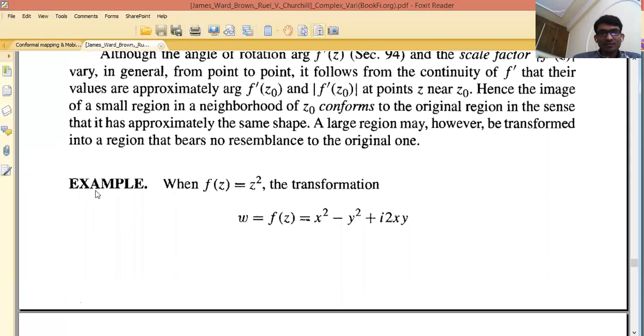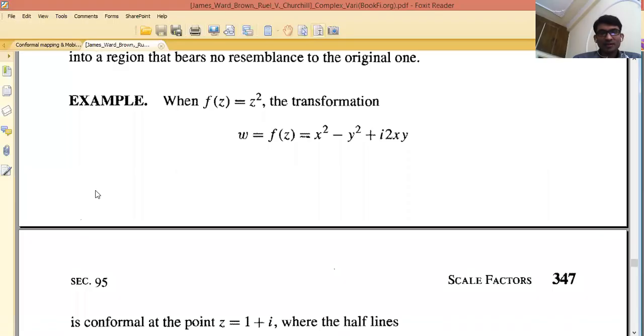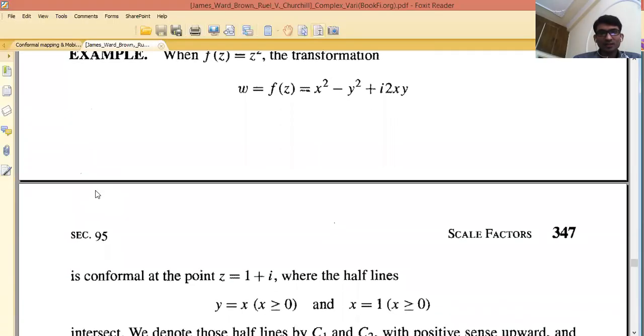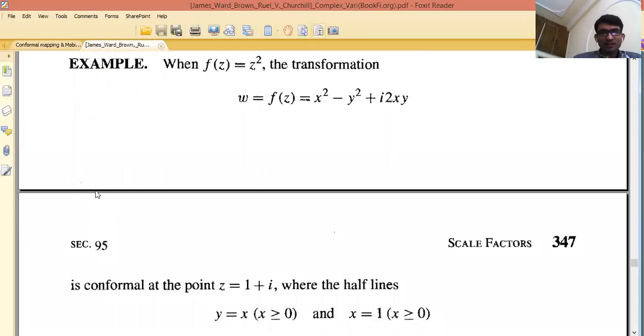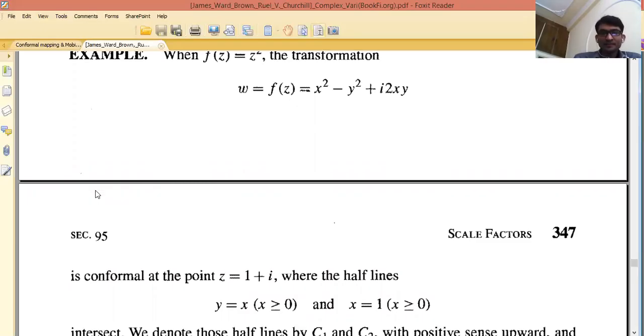When f of z equals z square, the transformation is x square minus y square plus iota 2xy. It is conformal at the point z equals 1 plus iota. Why? If you take its derivative, it is 2 times z, which is 2 times 1 plus i.